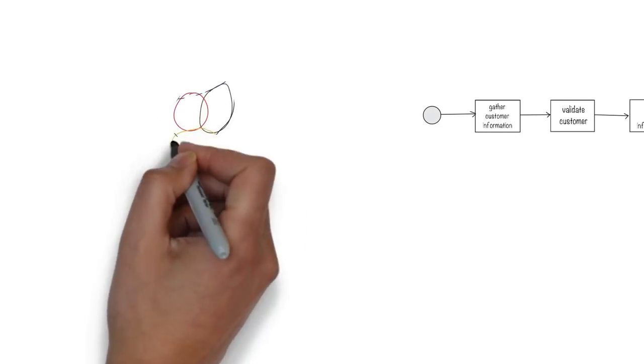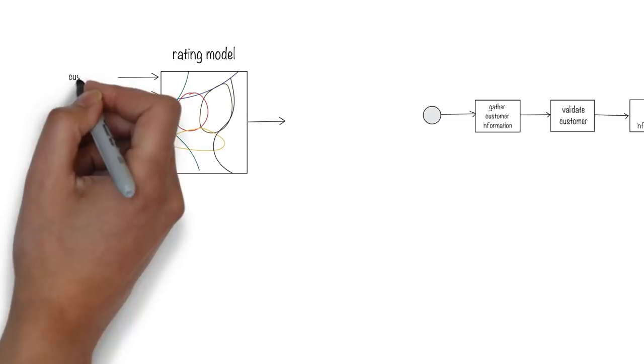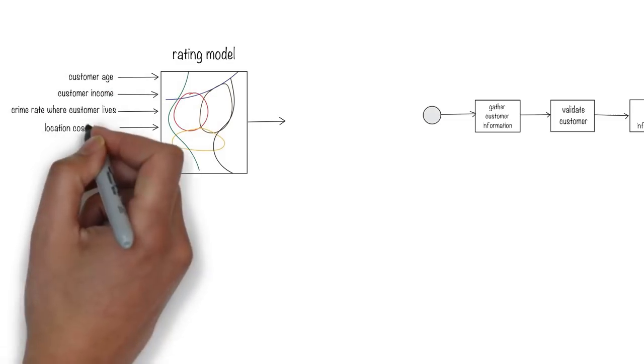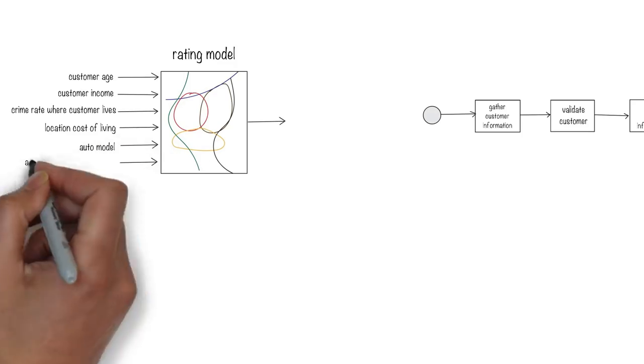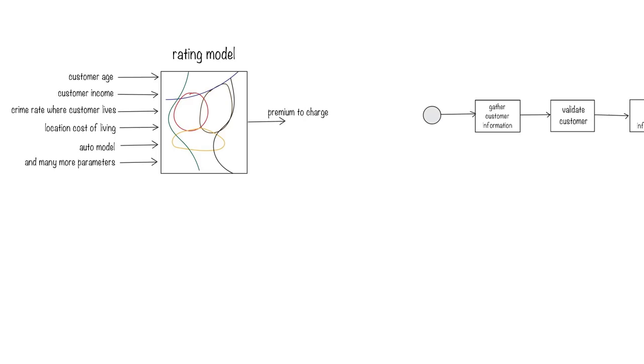The quote is computed based on a proprietary rating model. This rating model would have been painstakingly constructed by understanding different customer segments and using information such as age, income, location, crime rate, cost of living, make and model of the car, and a whole slew of other factors.